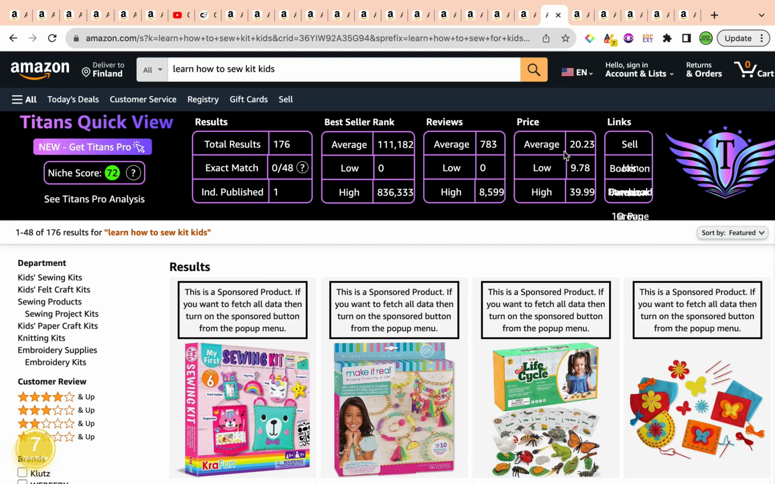Now, although the majority of the customers that are searching this exact keyword are looking for kids, yet they are also interested in learning how to sew, especially books for kids, maybe templates on how to sew, maybe some projects, like for example the top 30 projects to learn how to sew for kids.